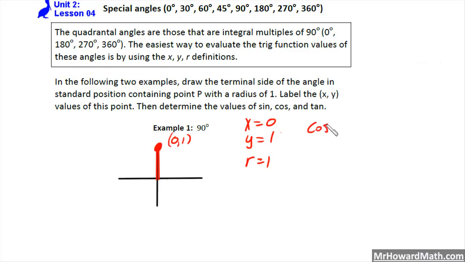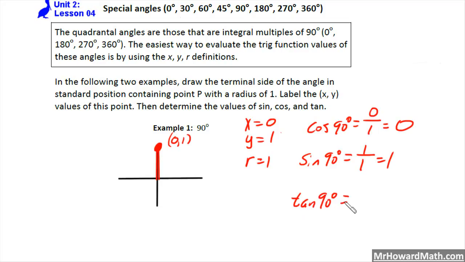So cosine of 90 degrees is equal to x over r, so 0 over 1, or 0, so cosine 90 is 0. Sine of 90 degrees is y over r, so 1 over 1, or just 1. And tangent of 90 degrees is equal to y over x, so 1 divided by 0. Can't divide by 0, so it's undefined. Tangent of 90 degrees is undefined. Alright, let's look at example 2.